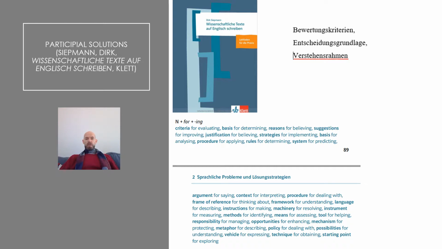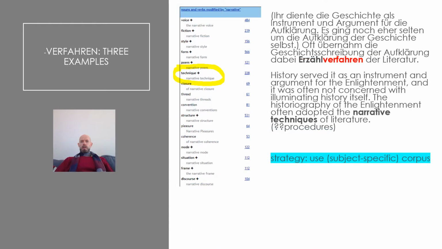Entscheidungsgrundlage, that's also in this list, is a basis for determining. Entscheidungsgrundlage für etwas, a basis for determining something. Verstehensrahmen, also in the list, will be a framework for understanding something. Verstehensrahmen für etwas, for instance. I'm going to take you through 3 examples of actual translation practice now where things went wrong.